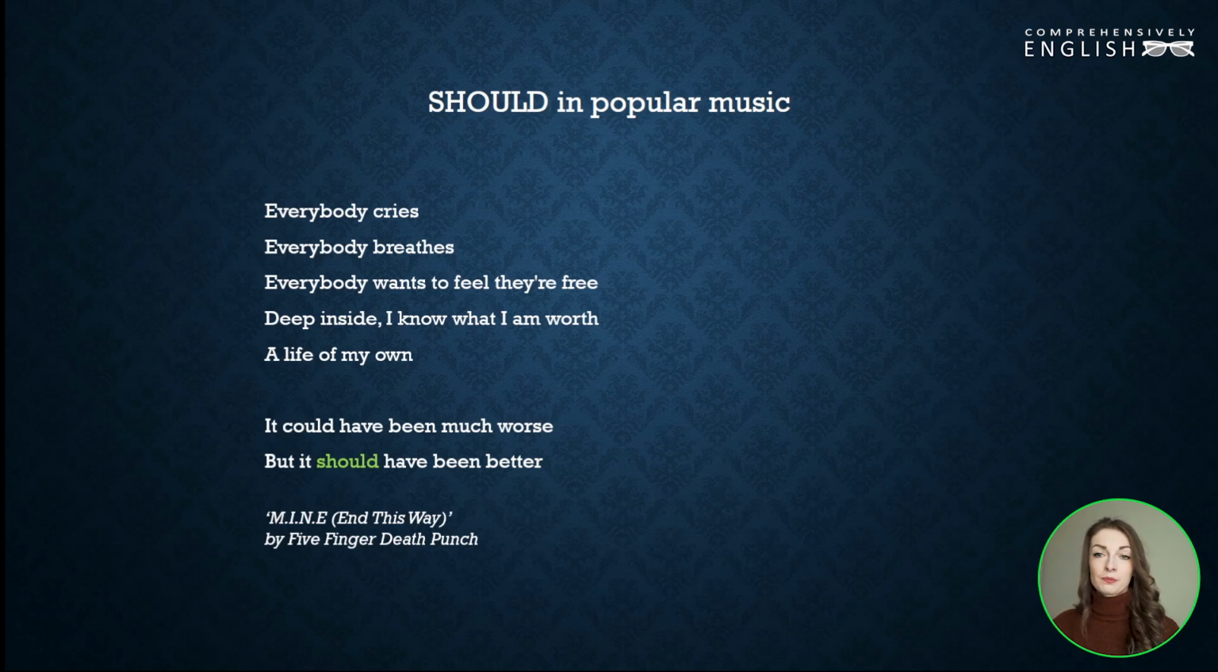And this phrase, it could have been much worse, but it should have been better, expresses regret. Yeah, it should have been better, but it wasn't.